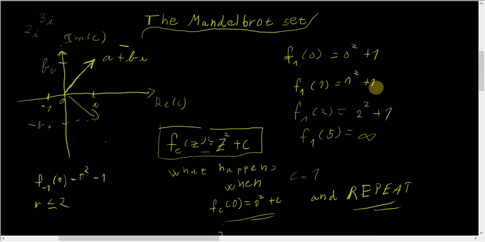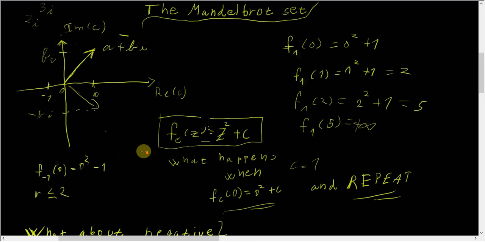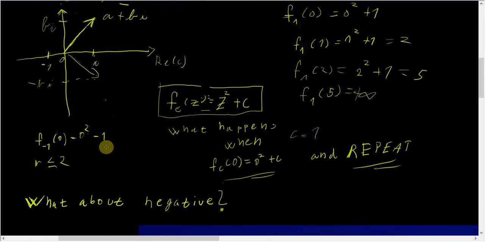We get 1 squared plus 1. We input what this is equal to. So this is equal to 2. So we input that value. We get 2 squared plus 1. And that is equal to, that's 4 plus 1, which is 5. So this goes into infinity. Okay? And then we think about what happens with negative numbers.